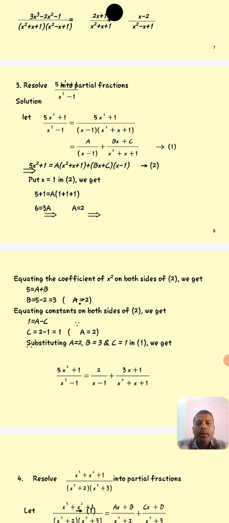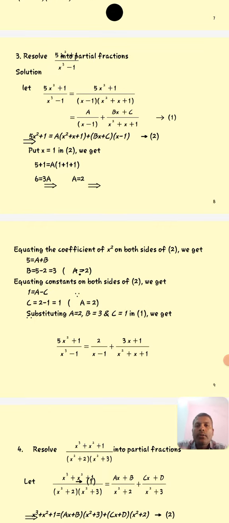Then how to write in partial fraction format: that is a by x minus 1 plus bx plus c divided by x square plus x plus 1. Now we can do the LCM procedure. After cancelling the denominator part, we get 5x square plus 1 is equal to a into x square plus x plus 1 plus bx plus c into x minus 1. This is equation number 2.